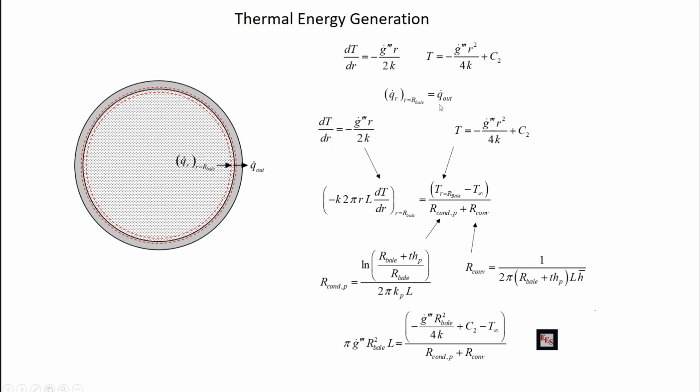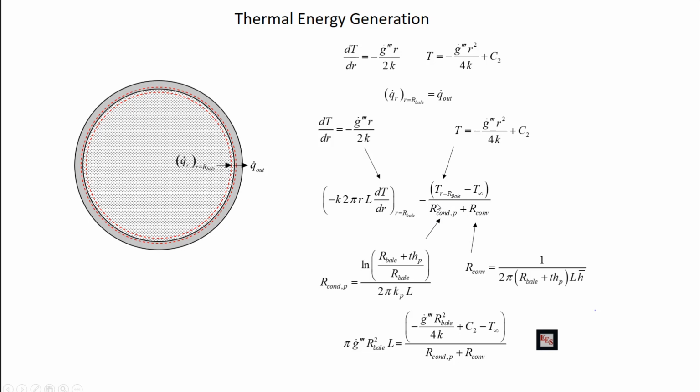And then this term here is, let's see, I take the temperature right here on the inner radius of the plastic, and then I move towards the surroundings, and I find that the first thing I have to do is conduct through the plastic, so that's one resistance, and then I have to convect to the surroundings, so that's another resistance. So this Q dot is equal to the temperature at r equals R bale, minus the temperature of the surroundings, T infinity, divided by the sum of those two resistances, right?